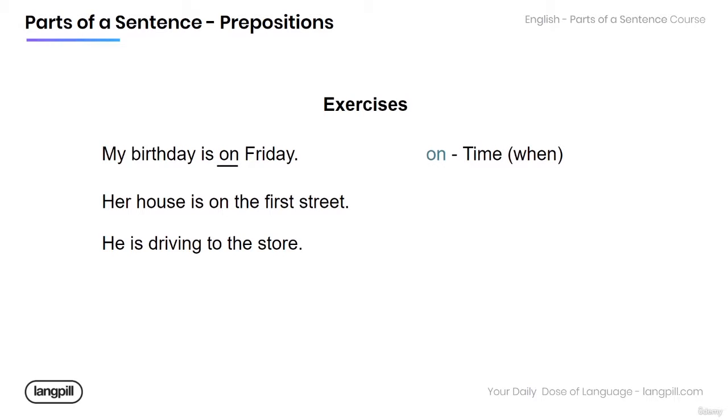Okay, for the first one, we have on. So my birthday is on Friday. When is your birthday? It's on Friday. The next one, her house is on First Street. On is the preposition. It's a place preposition. So where is her house? It's on First Street. And then we have he is driving to the store. So how is he driving? To the store. Okay, so to is our movement preposition.